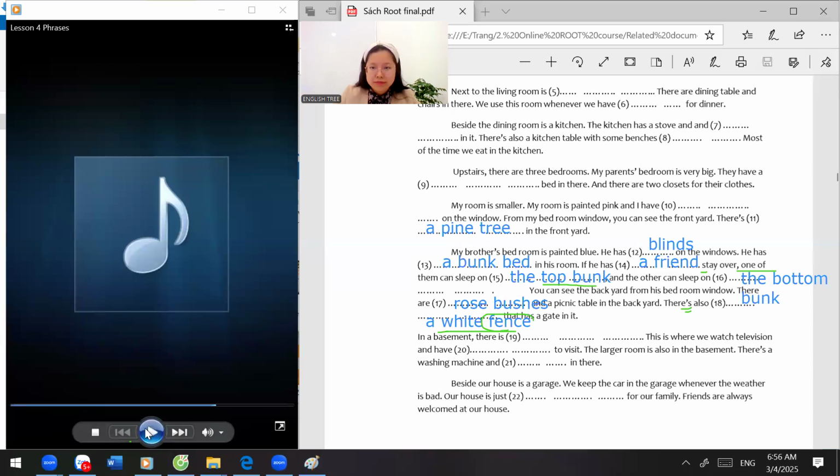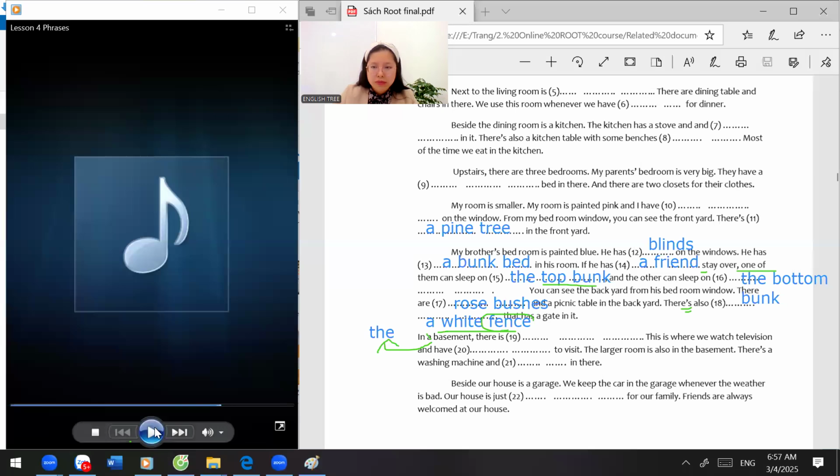It has a gate in it. In the basement. Can you listen if it's not in our basement? I think it's in the basement. In the basement. In the basement. So sorry for this one. You should write again, in the basement. And here, not a, but it had to be the basement.